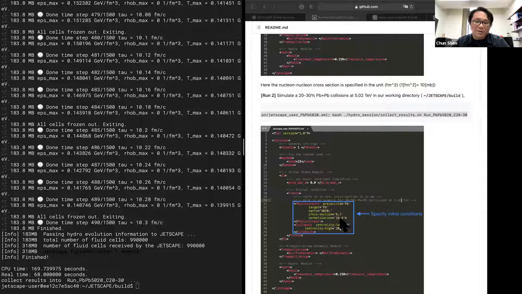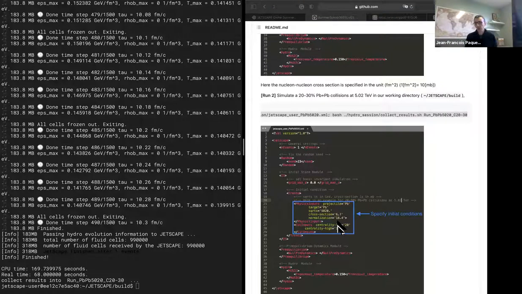For ideal hydro, you can probably assume an entropy per baryon of some number, and then estimate the total entropy of the system by looking at the charged particle number, and then estimate how much normalization you need. But usually you need to do two or three iterations to get this number accurate enough to be compared with the data.